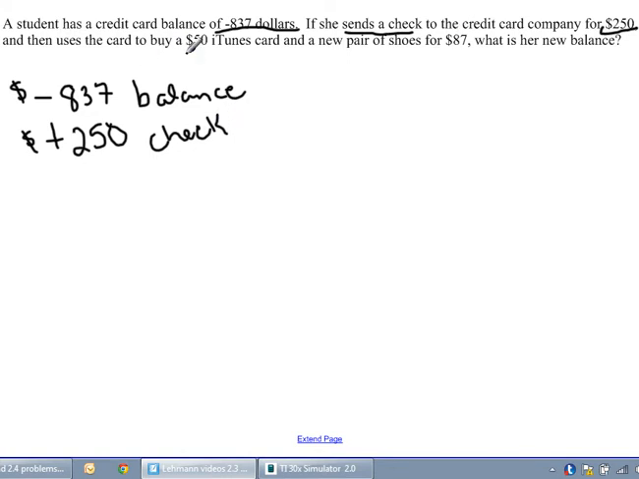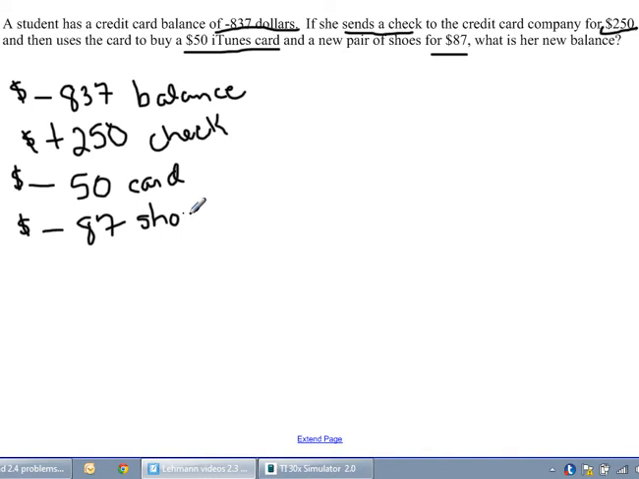Now, after she sent the check, she's going to use the card again. So now we're going to be back in negative dollars again. She's going to buy a $50 iTunes card, so negative $50 for the card. And then she's also going to spend money for shoes, so $87 for shoes. And again, because she's spending the money, that's going to be a negative again, negative $87 for the shoes.